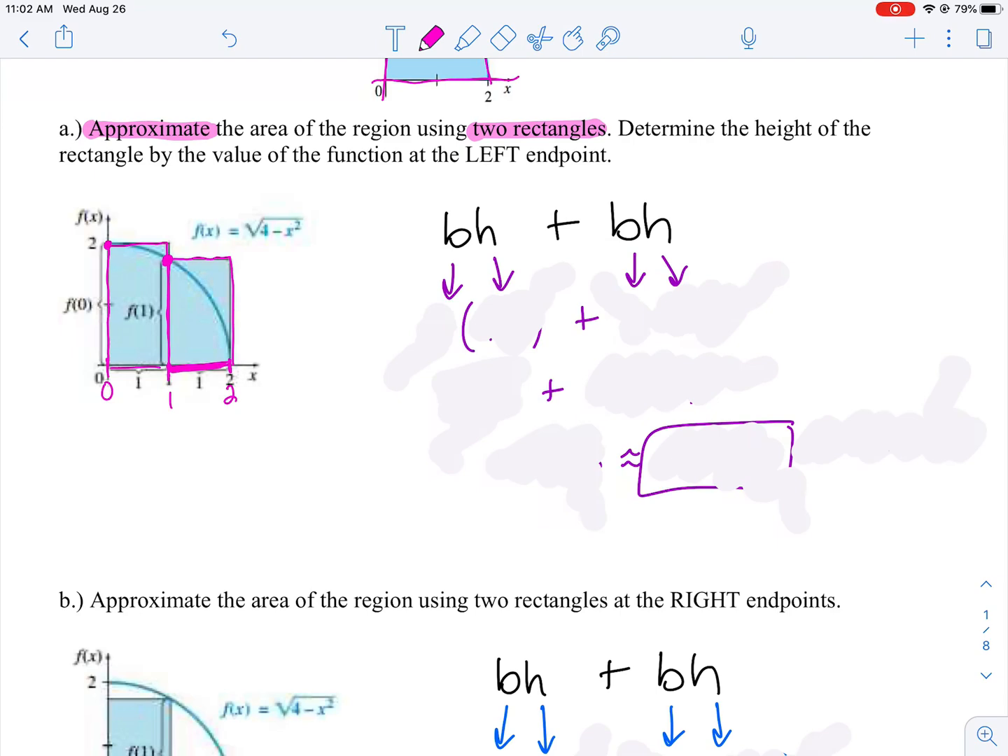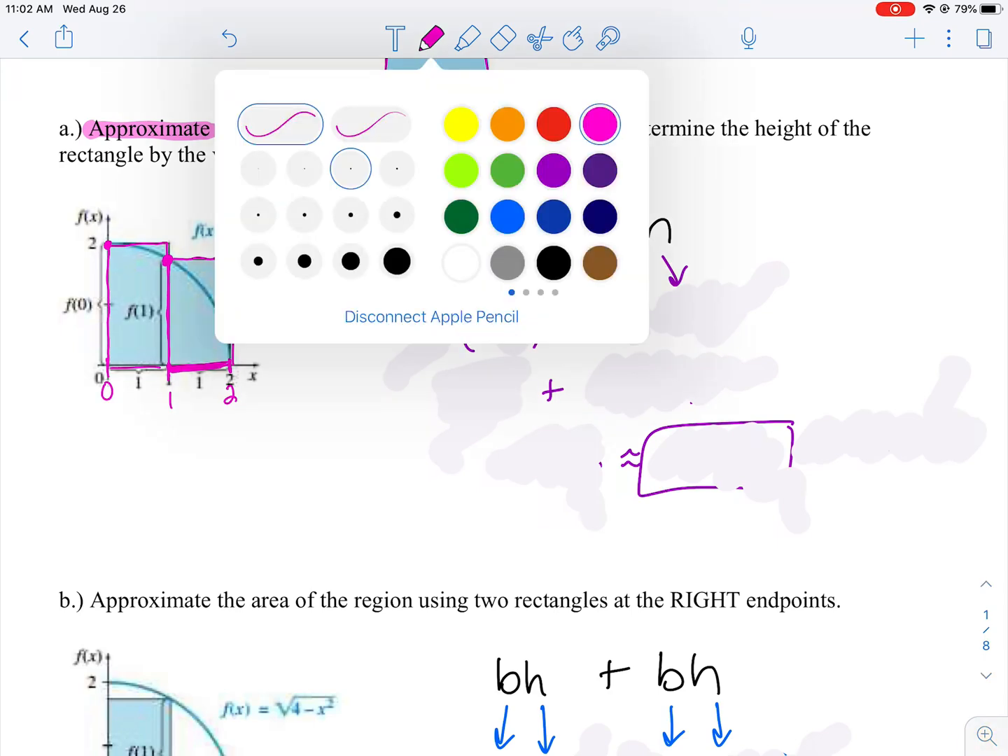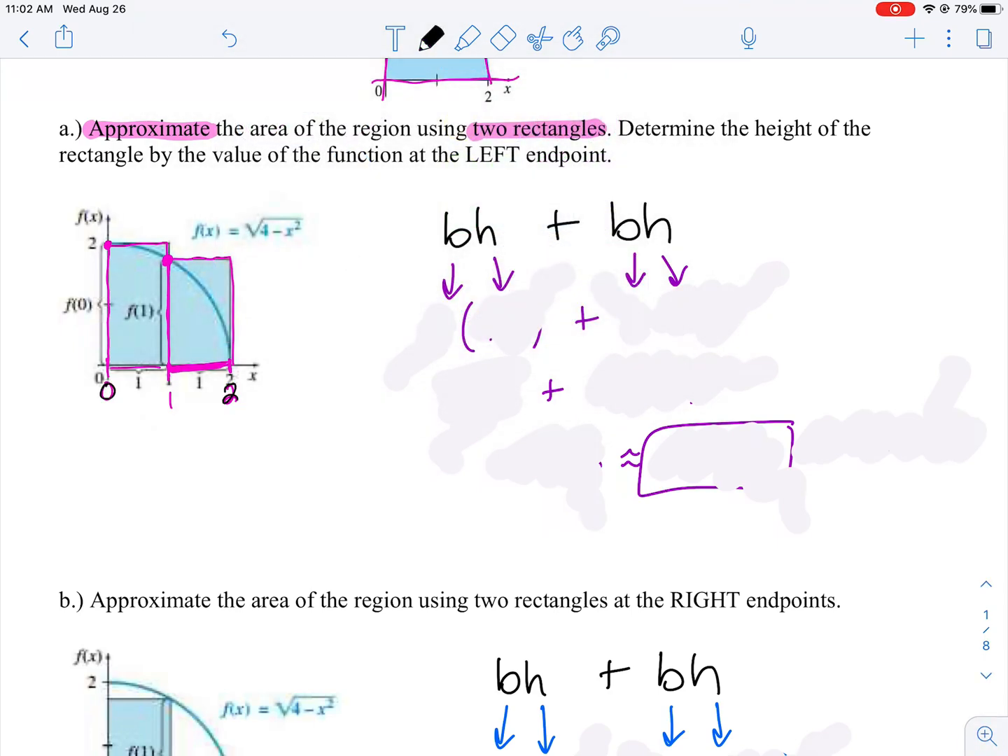If I know that I'm starting at 0 and I'm ending at 2, that's a total of 2 units, right? And if I want to take those 2 units and divide it into 2 rectangles, well, 2 divided by 2 is 1. So I know that each rectangle is going to have a base that is 1 wide. Now I've got to figure out the height. Remember, the heights of these rectangles are this distance right here. And because we used left endpoints, I know that this is a y value when x is 0.